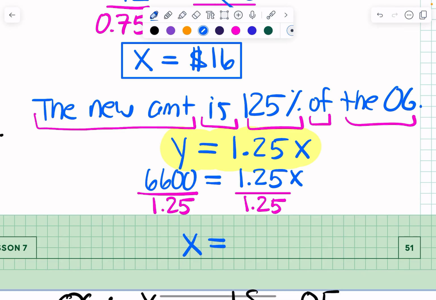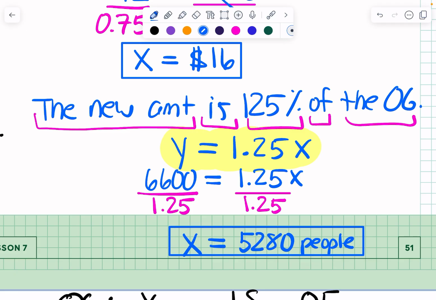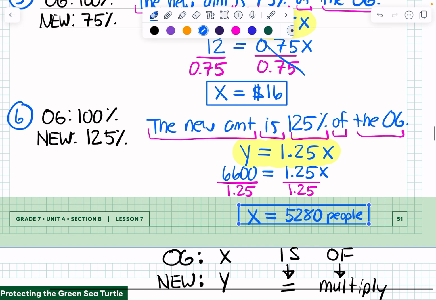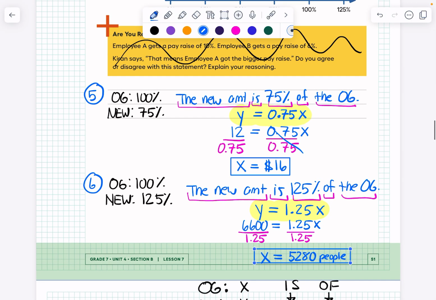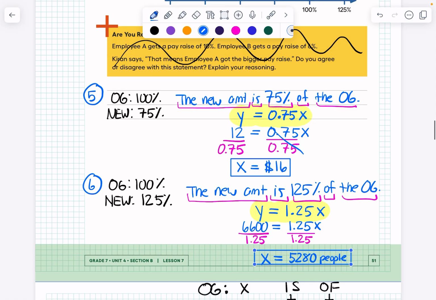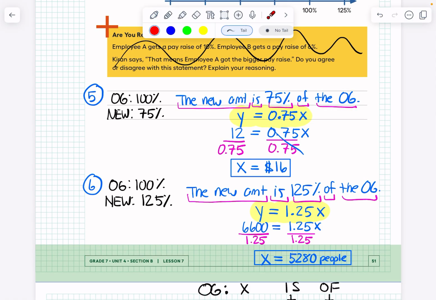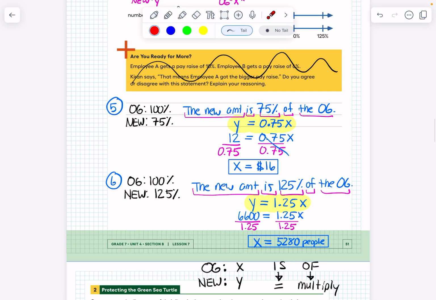And 6,600 divided by 1.25 would be 5,280 people. Alrighty. Again, as you can see, these two problems, when we inputted our amount, we had an input for Y. Okay? We subbed it in for Y. It's not always a sub in for X. In this particular example, it was.